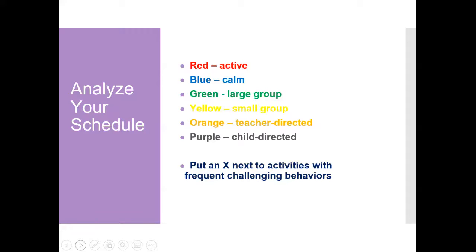And once you do that, you're going to do the same thing with green and yellow. And you're going to go from the top down, large group or small group. And then the last pair you're going to do are teacher-directed and child-directed. And you're going to use 2 different colors and do that. What you're hopefully going to see, as Beth Ann was talking about, is some balance of all of these things. So you want to have the balance of active and calm, the balance of large group and small group, and the balance of teacher-directed and child-directed.